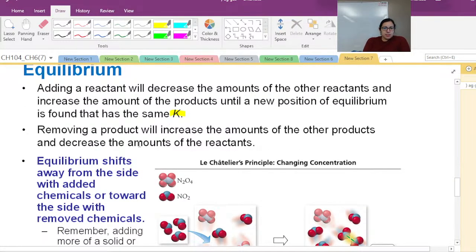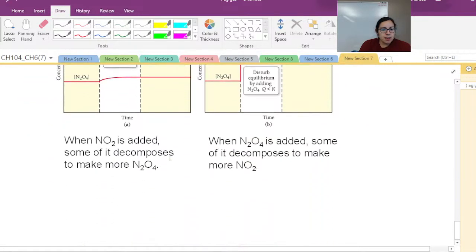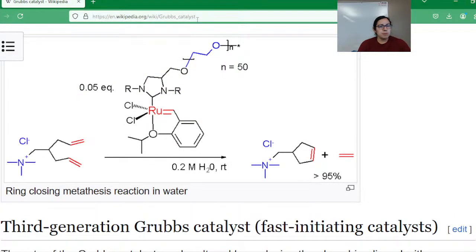Other things to think about is, how does this help us in real chemistry life? I'll bring up some examples. So let's look up.